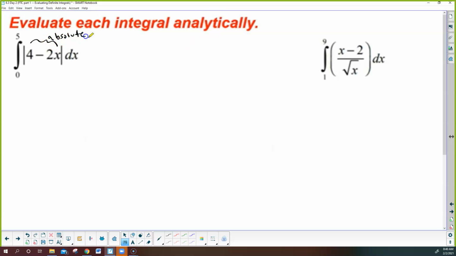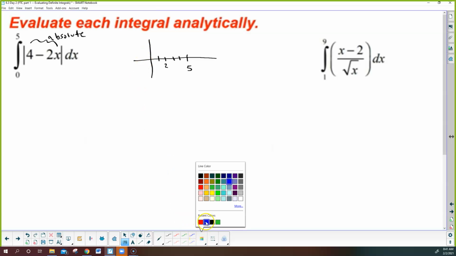And there's 2 ways we could think of this. The first way is if you realize that you could create a graph from this, from 0 to 5. So let's just put 5 out here. And what I'm going to do is say, okay, well, what does this graph look like? What if I plug 0 into the function? If I plug 0 in, I get 4 minus 0, which puts me up here at 4 roughly. And then if I plug 5 in, I get 4 minus 10, which is negative 6, but then the absolute value turns that into a positive 6.